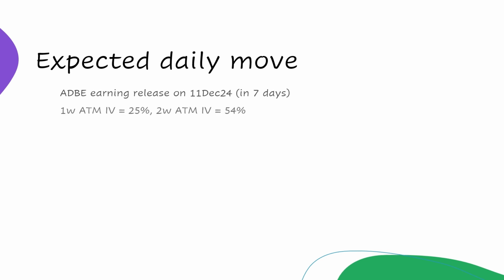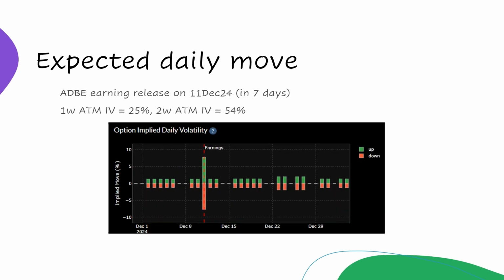1 week at the money implied vol is at 25% and 2 week at the money implied vol is at 54%. By comparing these two different tenor implied vol, we can back out the expected earnings move is around 7.7%. Estimation of underlying movement ahead of key event is important. It allows market participants to perform strategic planning ahead of events.